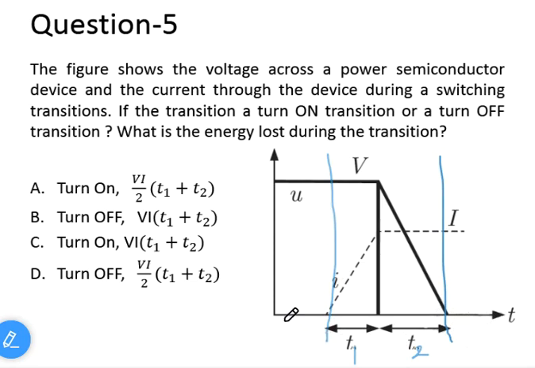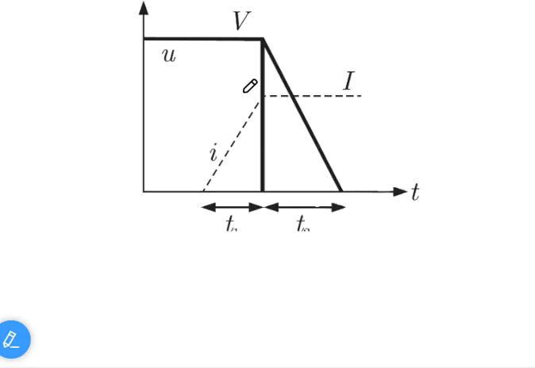From 0 to T1, the current is 0. Therefore, power, which is equal to voltage into current, is 0. Therefore, the energy lost during this period is 0. So the answer is a turn-on transition. But looking at the turn-on transition, there are two answers, A and C. Let us see which is the right choice. For this, let us derive the energy lost. Again, from 0 to T1 the power is 0. After T2 also the power is 0 because voltage is 0, so voltage into current is 0 and energy is 0. And what is the energy from T1 to T2?